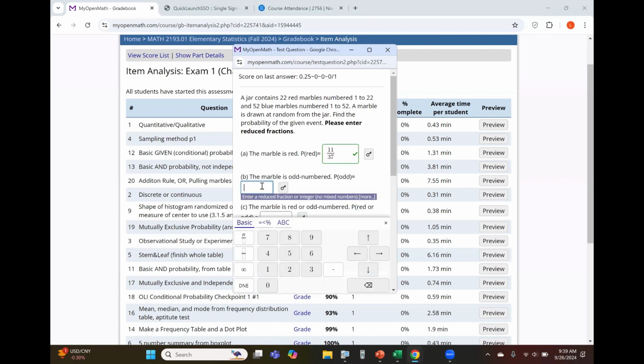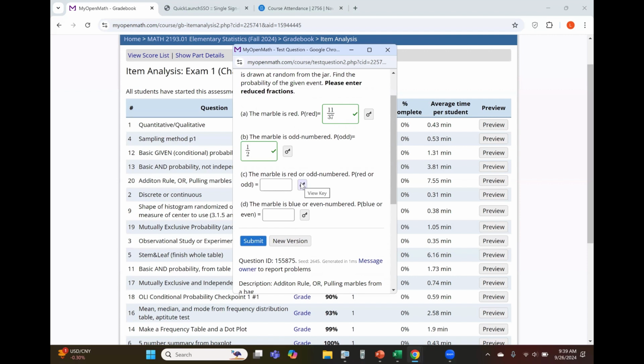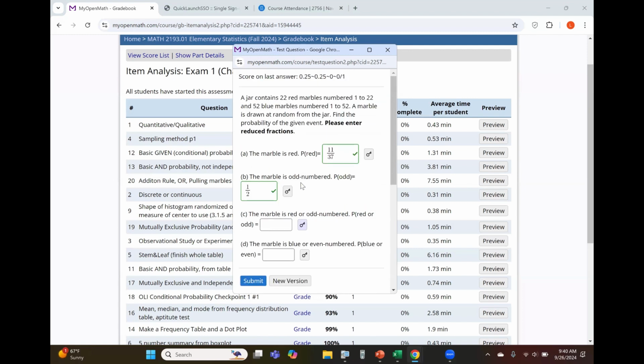Okay, and then how many are even or odd or doesn't matter? Half of them? Okay, and then in the next 2 parts, you actually have to use the addition rule because you're looking for, is it red or is it odd? So you have to add the probability that it's red to the probability that it's odd, and then you have to subtract off all of those that are red and odd. And how many are red and odd?